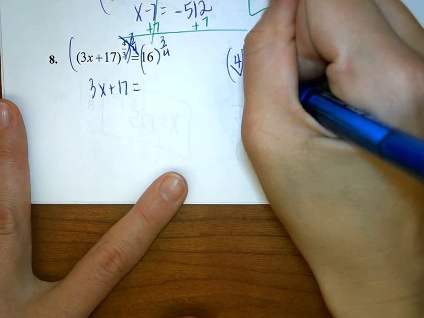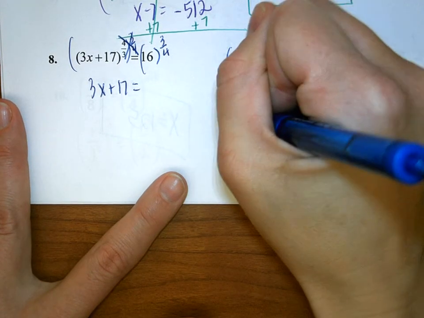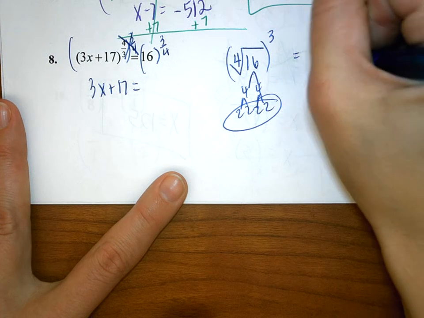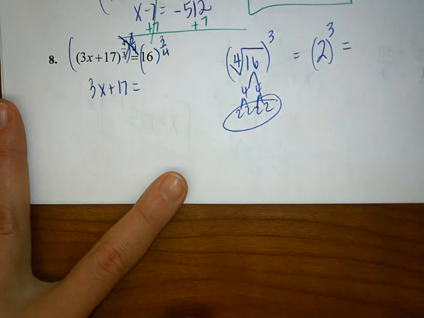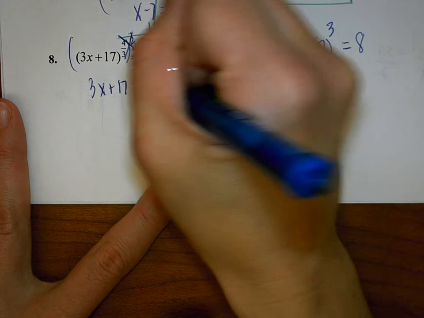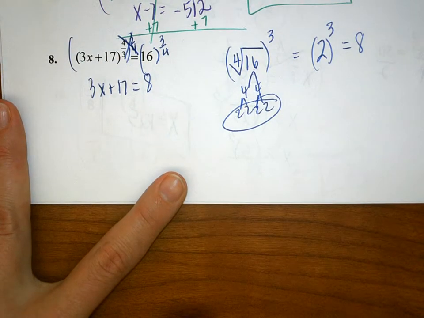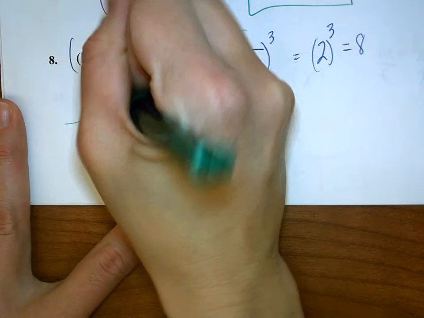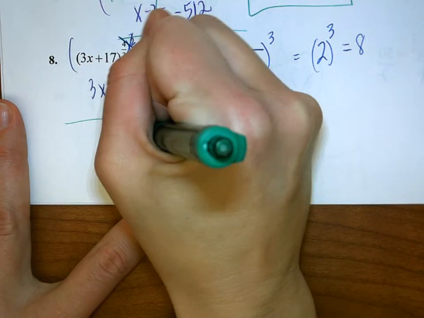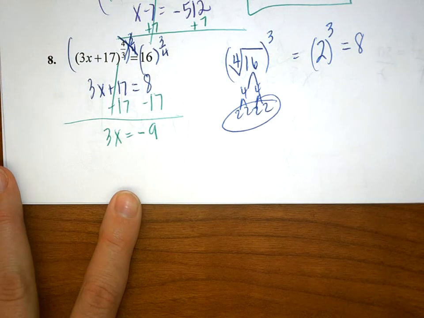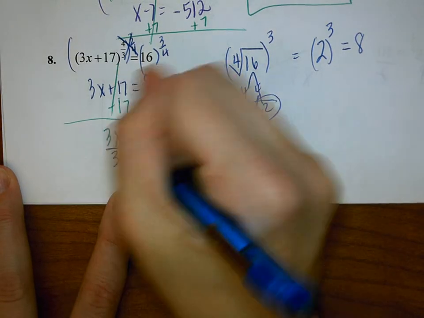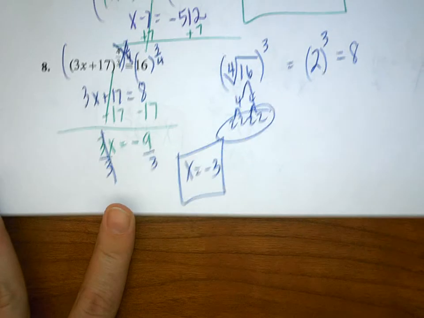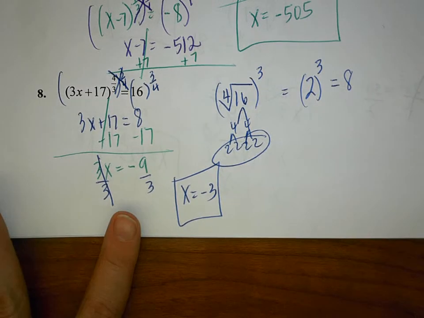16 breaks down to 4 and 4, and 2 and 2. Sarah, are you writing any of this down? Good. So then we have 2 to the third power, which makes 8. Okay, what's next? So we have 3x equals -9, and then your last step would be to, good, and x equals -3. Okay, any questions there? No?